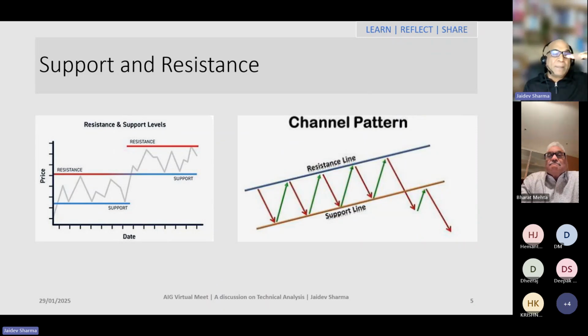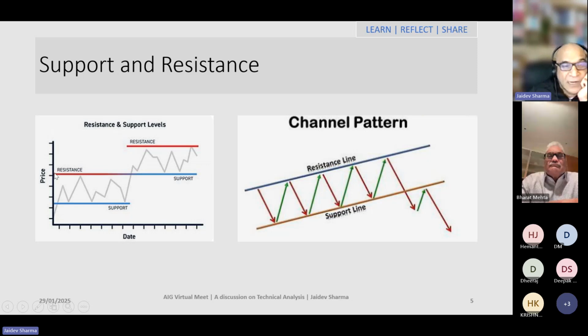It's almost like the resistance is a ceiling and you're hitting it from the bottom. With every hit, it is becoming weaker, and there comes a point when it gets broken. The next time around, it becomes a support. Okay, so this is also quite an important aspect. The reason behind it is that people who were forcing the price down have their stop losses just above the line somewhere. When it gets broken and the stops are taken out, they become buyers. Resistance is broken, it becomes a support.